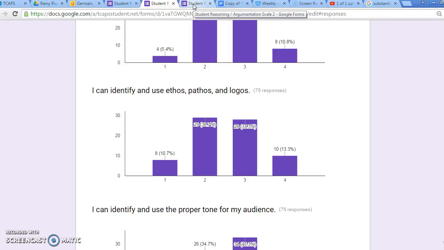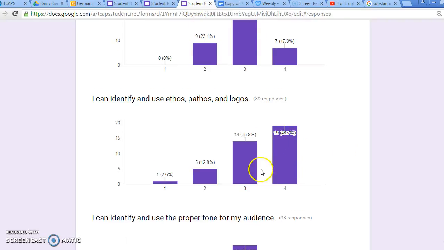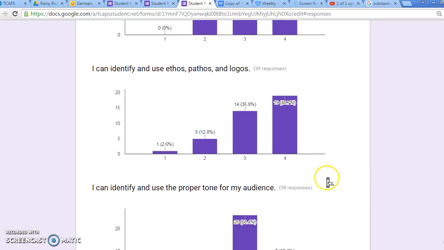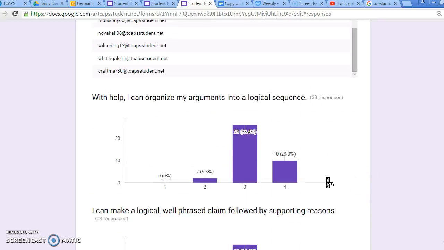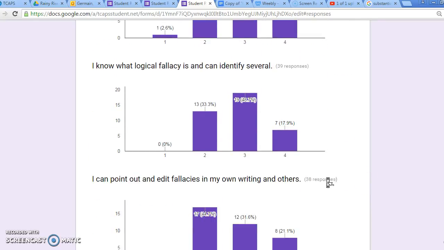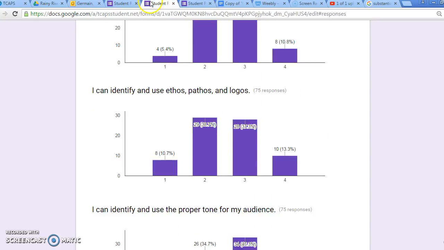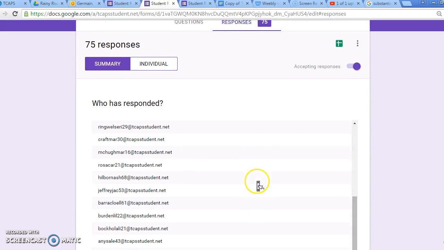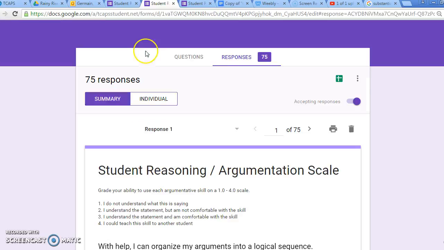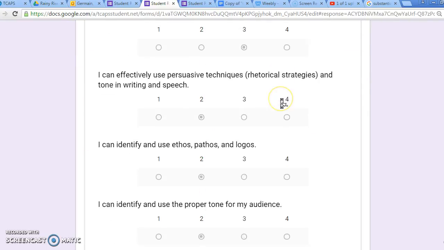Now we're going to move over to the after scale, and we can see a dramatic shift. A lot more students shifted into the 4, and it looks like some even shifted into the 3 as well. And I can look at all these other individual skills that we worked on, as well as looking at students' individual answers, individual responses as well.